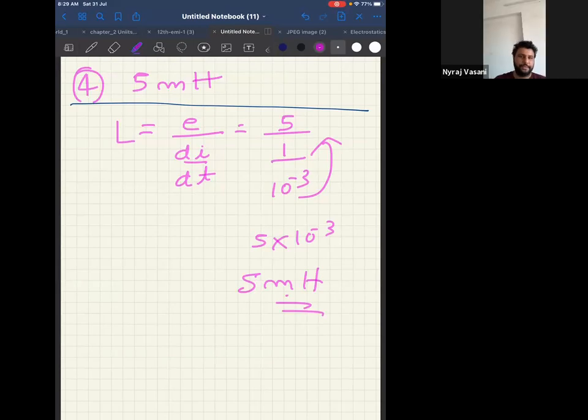7th question, same logic, start. And the answer that they've given in the module for the 7th one is 10 volt. Tell me if you solve the 7th one, are you getting 10 volt as your answer?